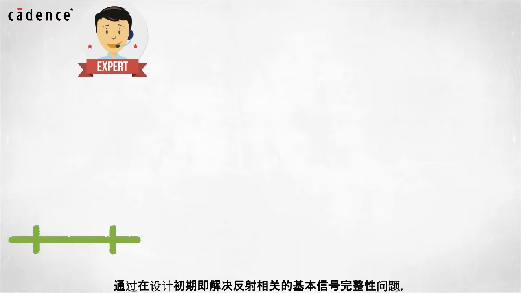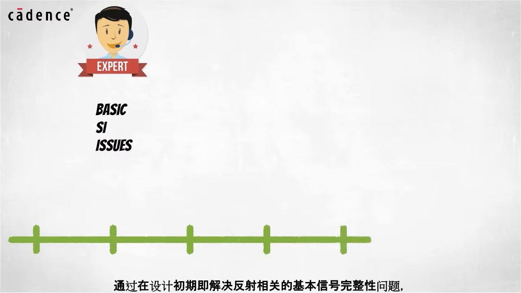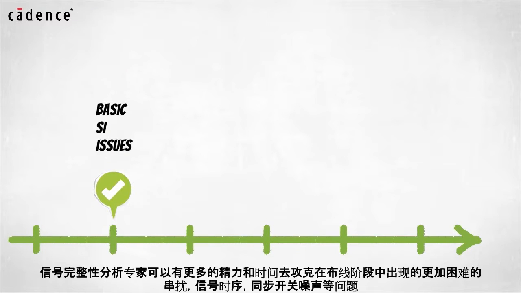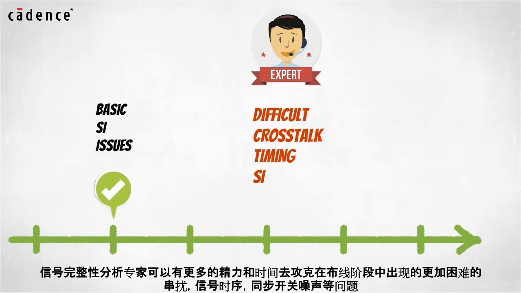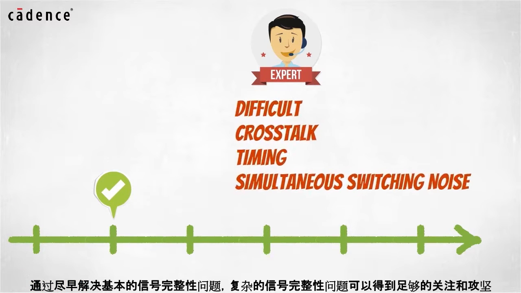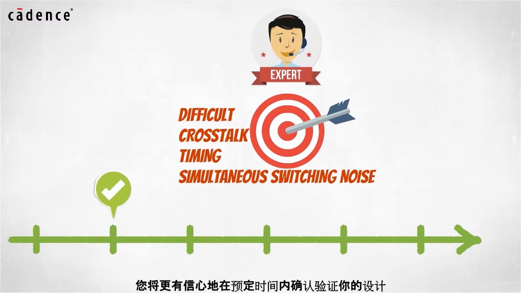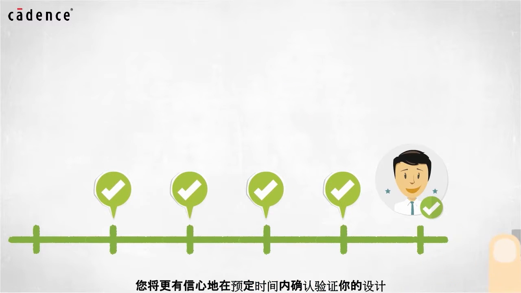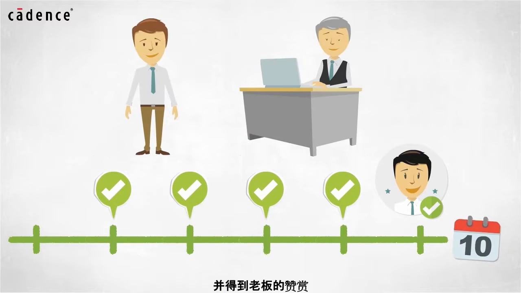By addressing basic reflection-related SI issues early in the design cycle, signal integrity experts are freed up to focus on the difficult crosstalk, timing, and simultaneous switching noise problems as PCB routing tasks progress. By taking this whole category of problems off the table up front, the more complex SI problems can be given proper focus, and you can be more confident that you can sign off on your design on a predictable schedule, and that will keep your boss happy.